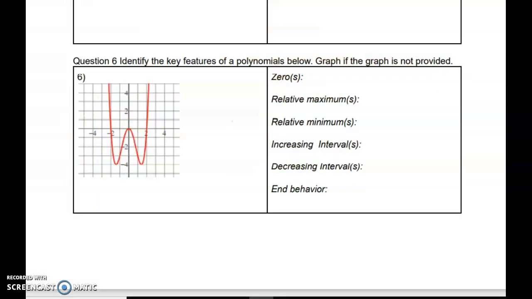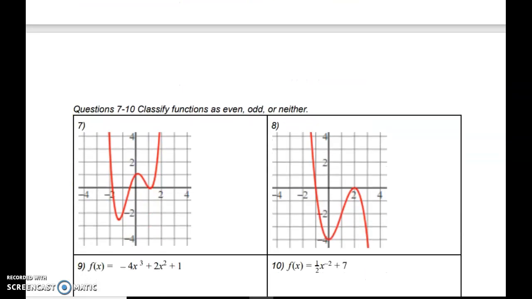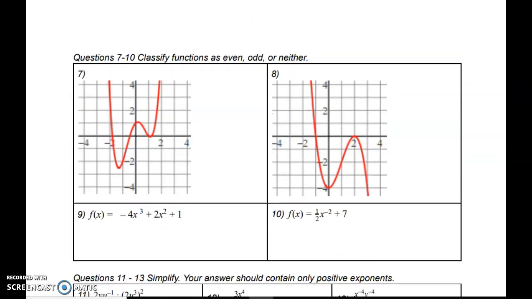Let's look at the next ones we have on the review. All right, so the next ones we have to classify as even, odd, or neither. So an even function is a function that the highest exponent is an even number. So to the 4th, or to the 2nd, to the 6th, to the 8th. In terms of a graph, we talked about in class, those functions always have end behavior that are either both pointing up, so both arrows are pointing up, or both are pointing down.